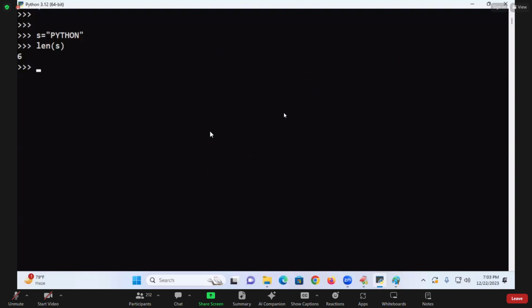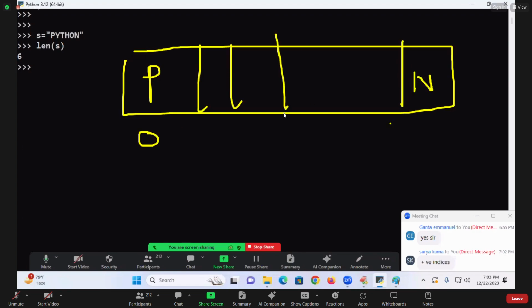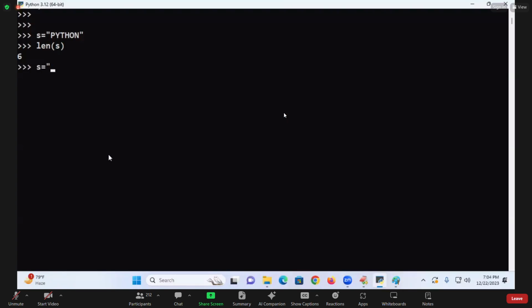What is my indexing mechanism there? Python starts with 0 and ends with len of S minus 1. What is the len of S? 6. 6 minus 1. The last character index is always obtained by len of S minus 1. Once again, S is equal to Python programming. What is the len of S? 11. What is the index of G?